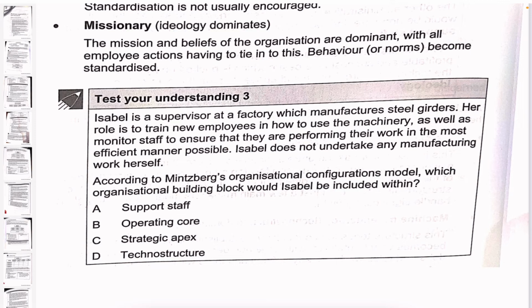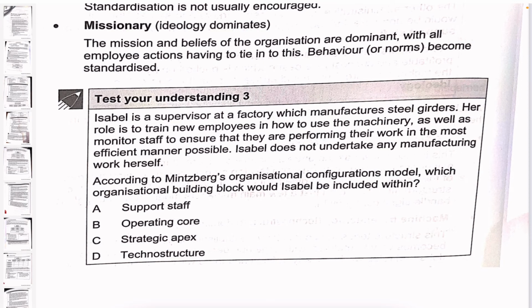Isabel is a supervisor. What did it say? Supervisor at a factory who manufactures steel girders. Her role is to train new employees in how to use the machinery as well as monitor staff to ensure that they are performing their work in the most efficient manner. Isabel does not undertake manufacturing work herself. Did they mention that she's a supervisor? Yeah, what does supervisor mean? She just has to check what people are doing and teach them stuff. Did they mention that people have to come and report to her, or that people are responsible, or that she's responsible? No. So then this is technostructure.